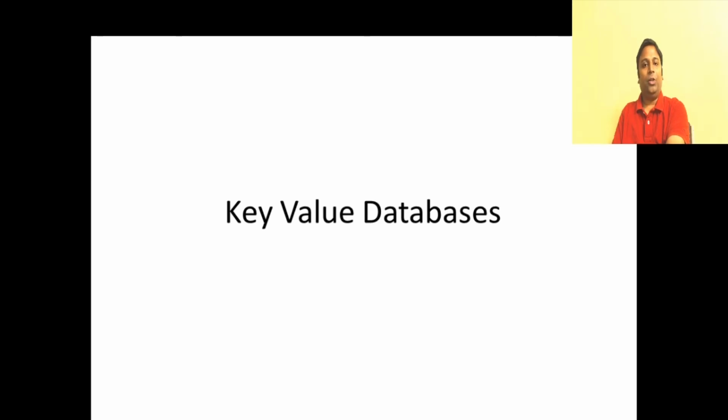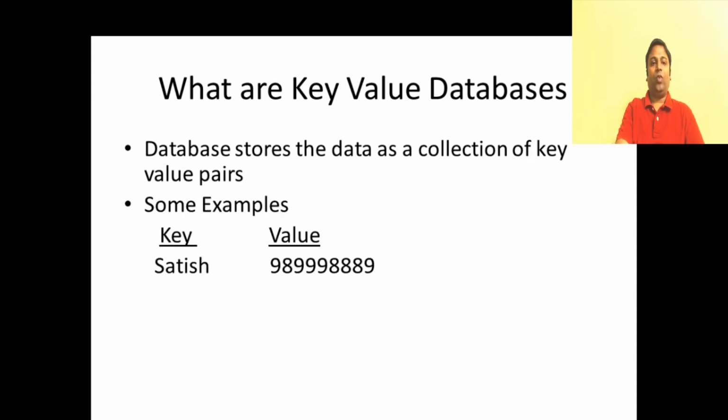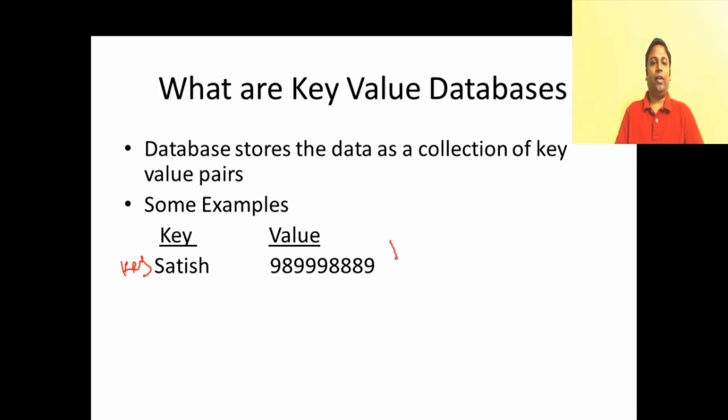What is a key value database? As the name suggests, a key value database stores the data as a collection of key value pairs. I have given some examples for key value pairs here. Here you can see the key is the name. Satish is the name given here, and this is the key, and the value is the phone number. You see such a key value pair in telecom directories, right?